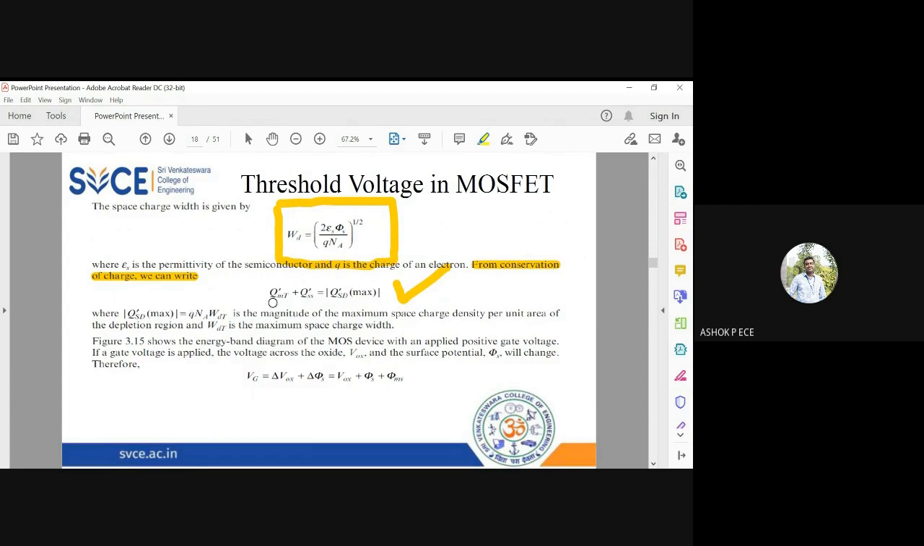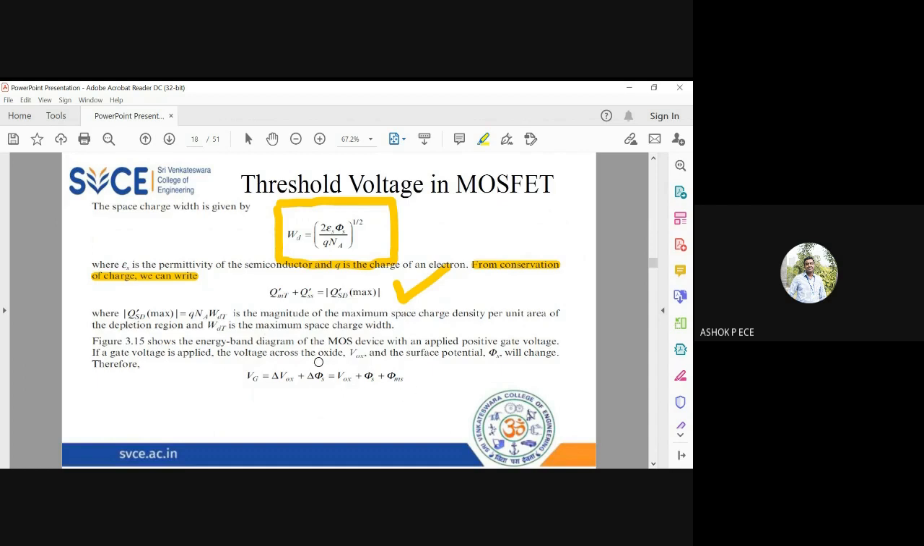And this maximum value of charge in the semiconductor is given by Q into Na into WDT. Q is the charge of electron, Na is the acceptor level impurity, and WDT is the maximum space charge width. So I can derive this value of the charge. What is the charge density per unit area? The maximum value is given by Q into Na into WDT, where WDT is the depletion region space charge width.